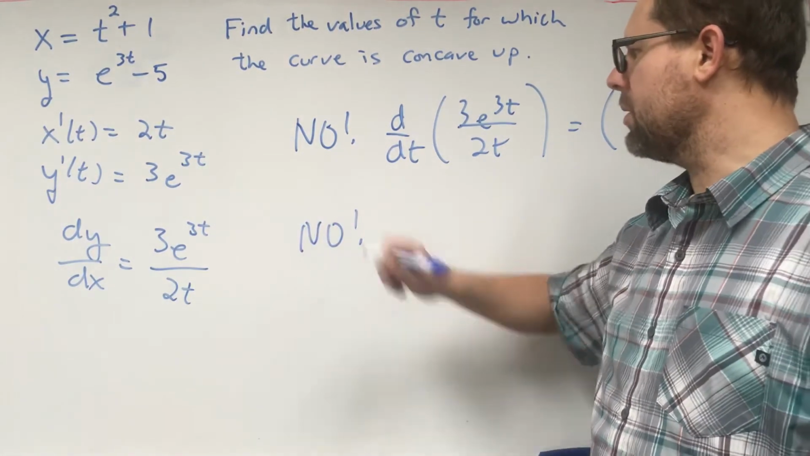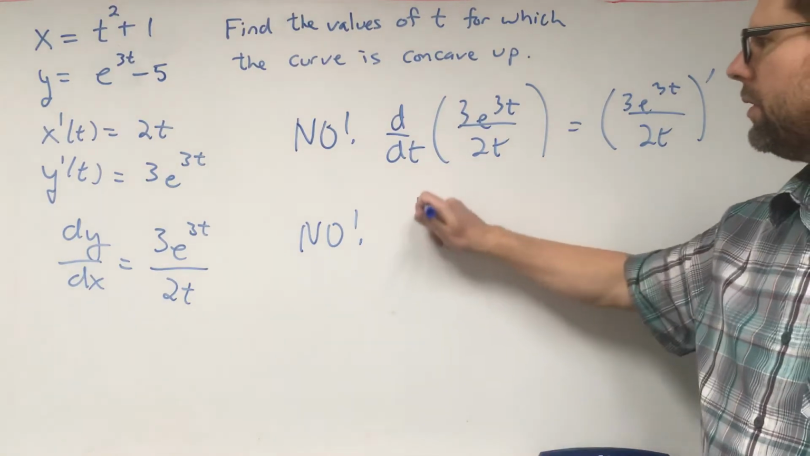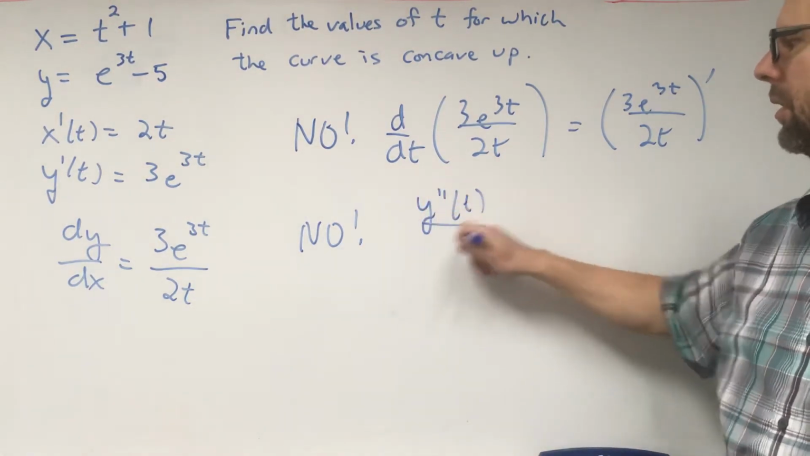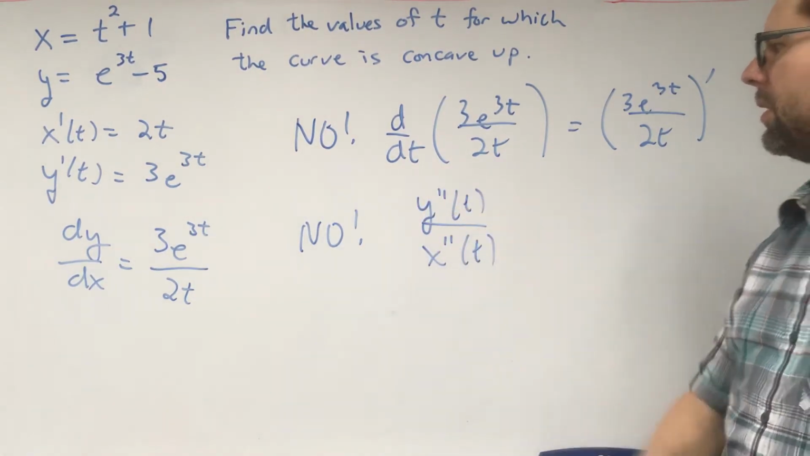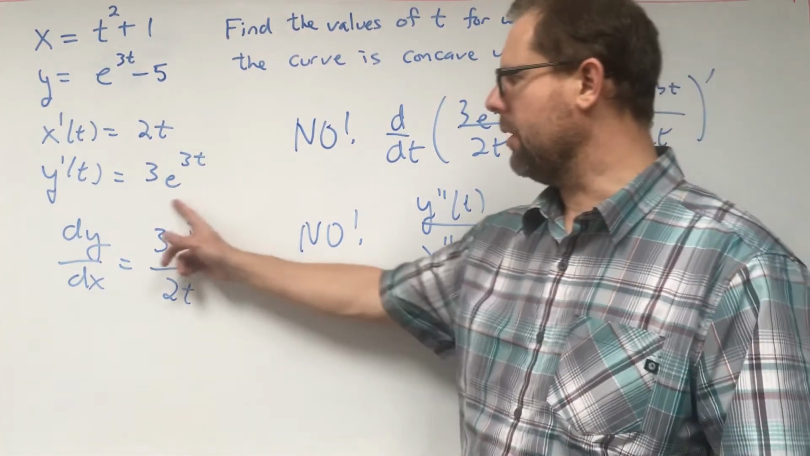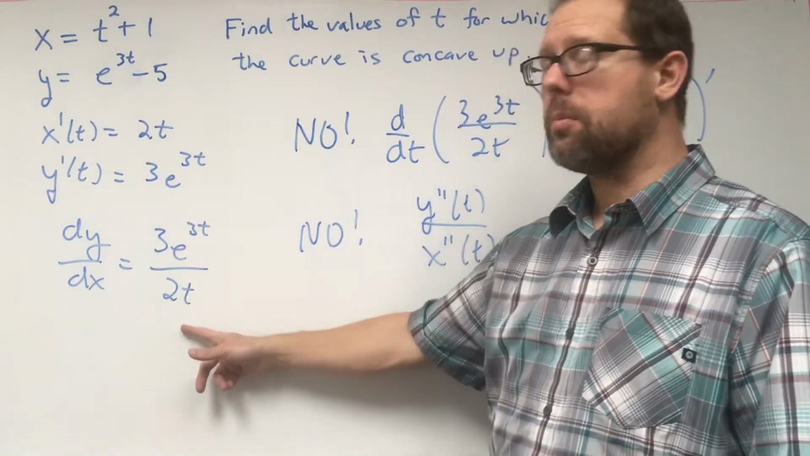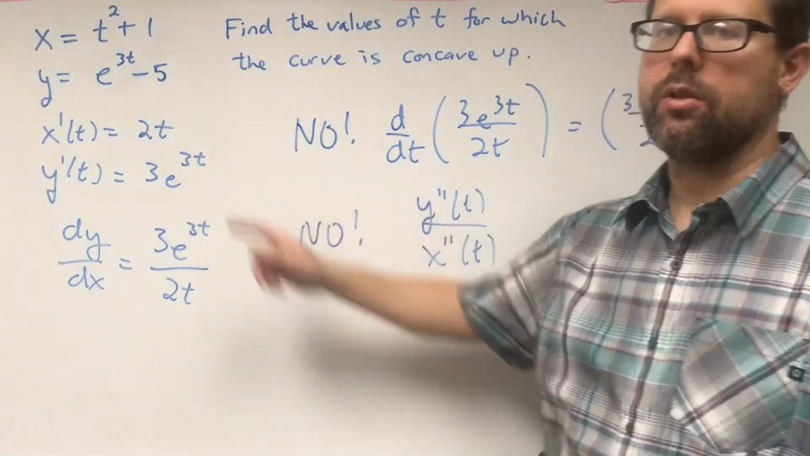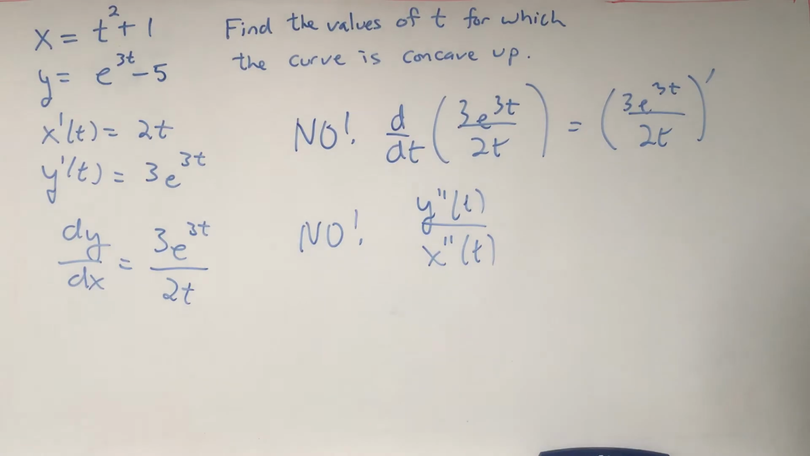Another misconception is that we're going to use y double prime over x double prime. That also is not going to work. So before we get started, let's make sure we understand that the second derivative we seek is not found by just taking the derivative of this guy or by using two second derivatives in a quotient. Let's think about what the second derivative of y with respect to x actually means.